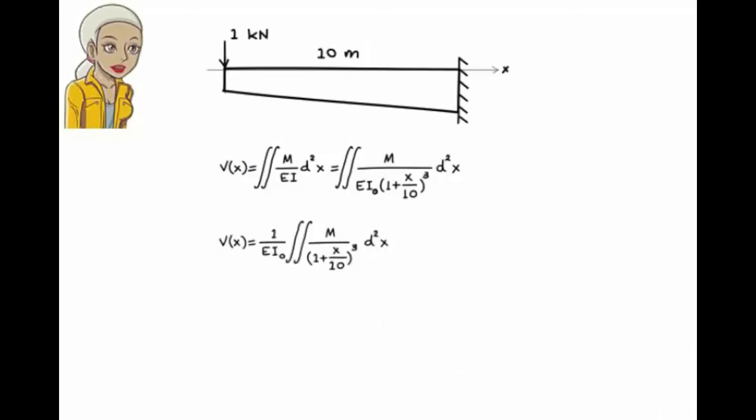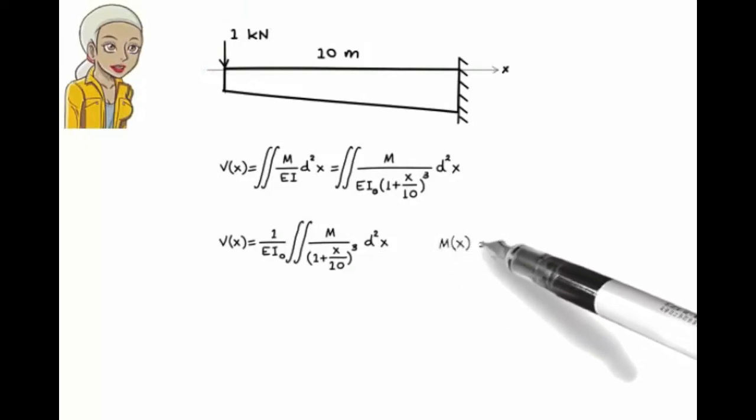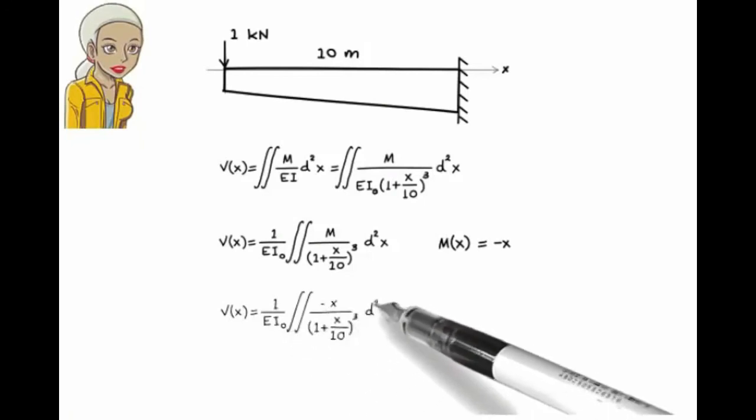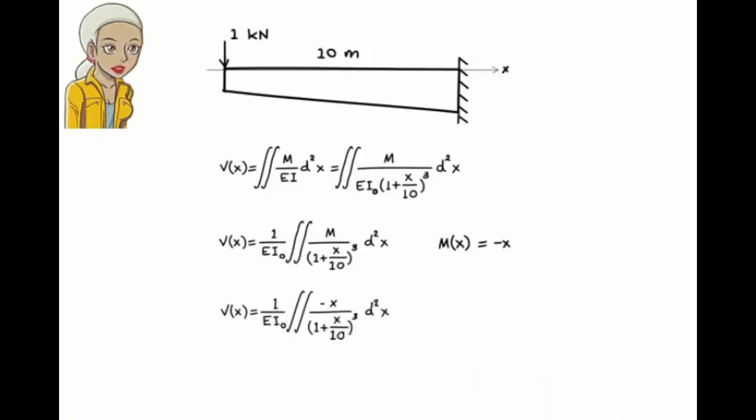Given that we have a downward concentrated load of 1 kilonewton applied at the free end of the beam, the bending moment equation can be written as M(x) equals negative x. Therefore, if we integrate the function twice, the deflection equation becomes v(x) equals 1 over E I naught times [5,000 over (10 plus x) plus 1,000 times natural log of (x plus 10) plus c1 x plus c2].